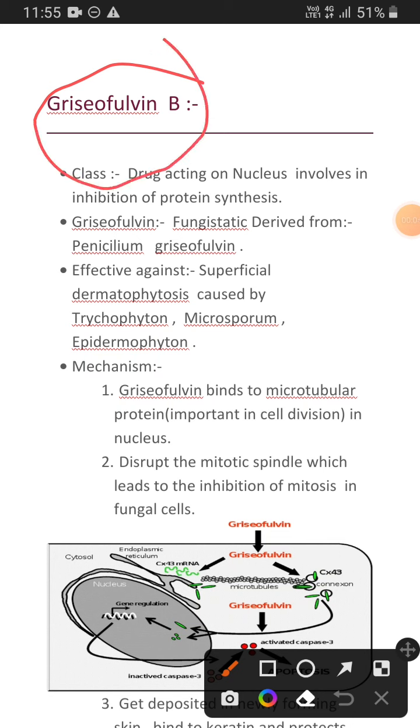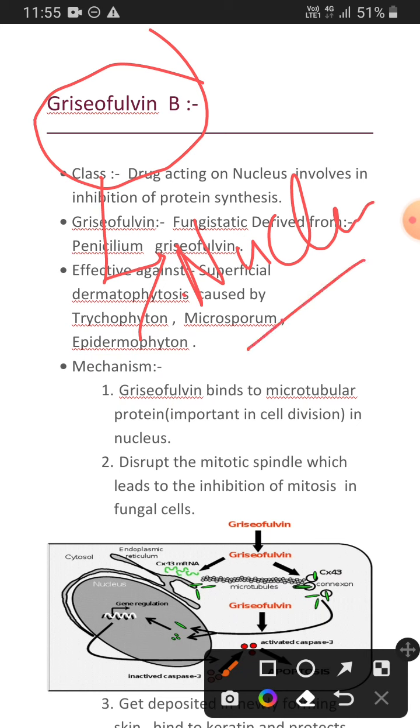So today's video tutorial will be about Griseofulvin, another antifungal drug. So what is the mechanism for today's drug? Today's drug affects the nucleus, and by affecting the nucleus it inhibits protein synthesis, and it also inhibits cell division. How, I am going to discuss with you within some minutes.